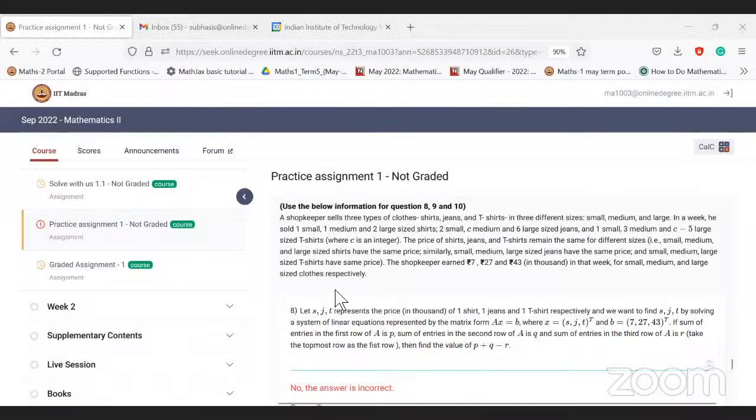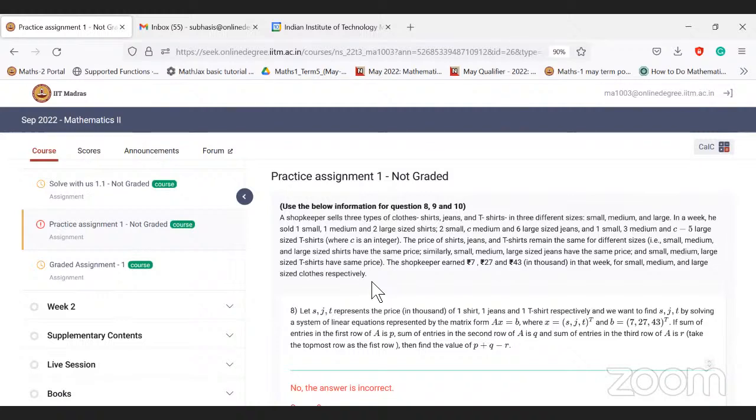Yeah, so you can see the question, right? Yes. So this question says a shopkeeper sells 3 types of clothes: shirt, jeans, and t-shirts in 3 different sizes: small, medium, large, in a week, and he sold 1 small, 1 medium, 2 large.